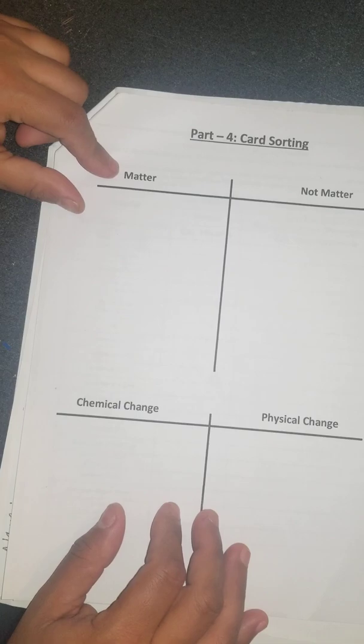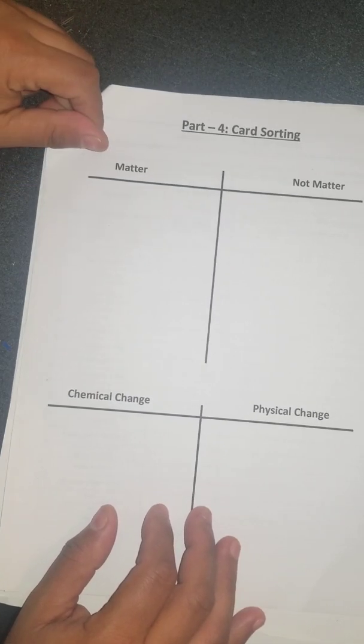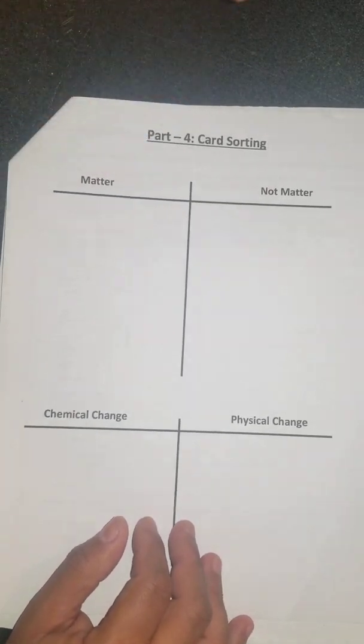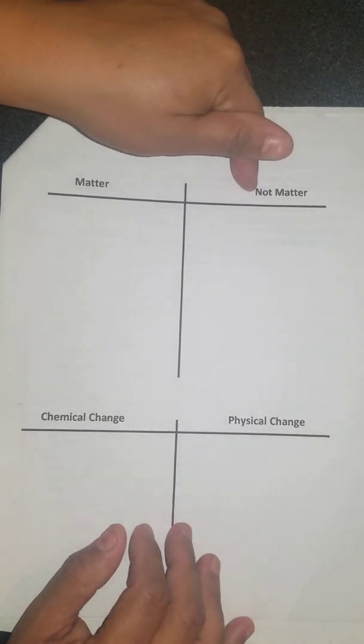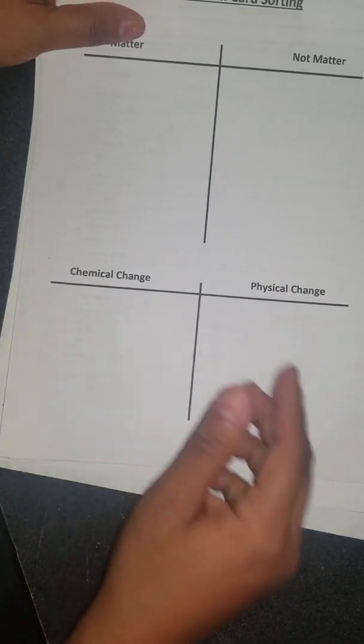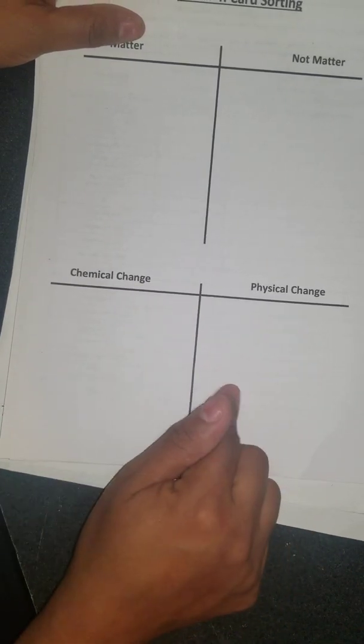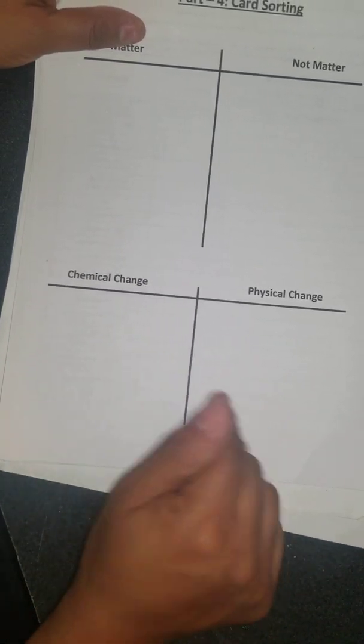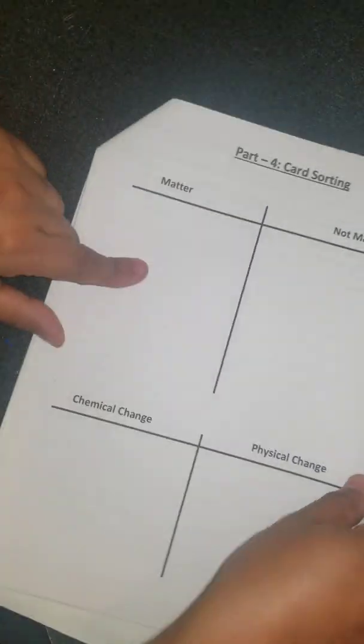So think of that. Can I put it on a scale? If you can, it's going to be matter. If you cannot, it's not matter. The next one, chemical change or physical change. I'm going to show you some cards and you make a decision and write those words on either side. So let's start off with this one, matter. There's a lot of cards on this one. I'm going to go quickly, so again, if you need to, pause it.